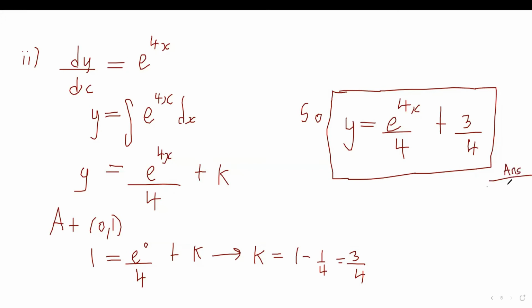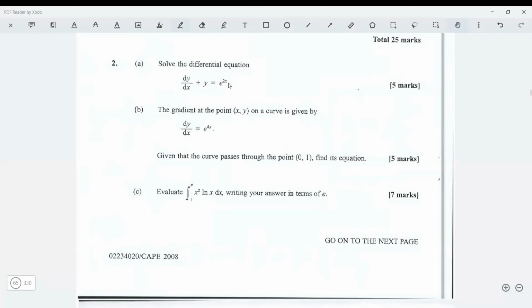Are you cool with this? Yes, sir. Because if you differentiate this back, notice you get back dy by dx being e to the 4x. Good. All right, so that's that one right there.